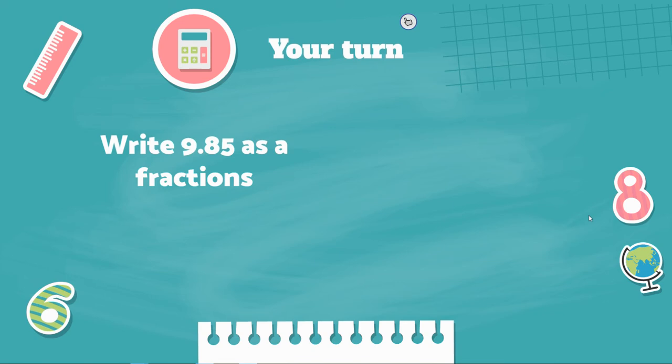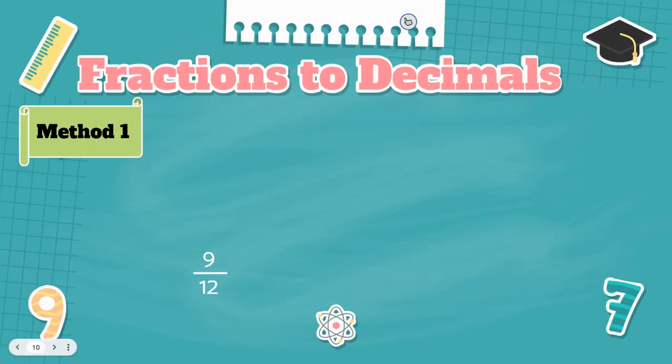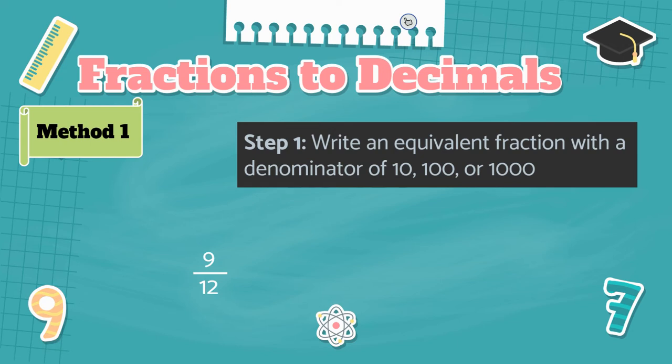Well, we got to go through a few more things because we went from decimal to fraction, so now we're going to go the other way. We're going fractions to decimals. So there's two methods to this, by the way. This is the first method. Step one is to write an equivalent fraction with a denominator that has 10, 100, or 1,000.